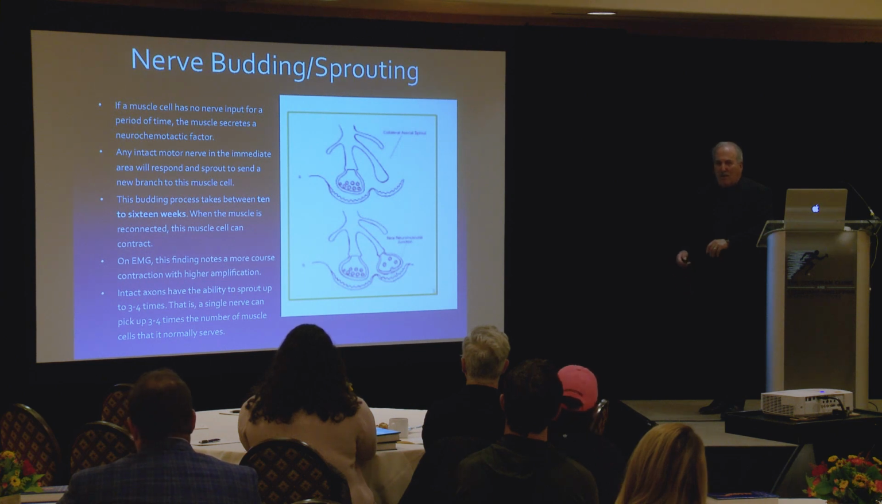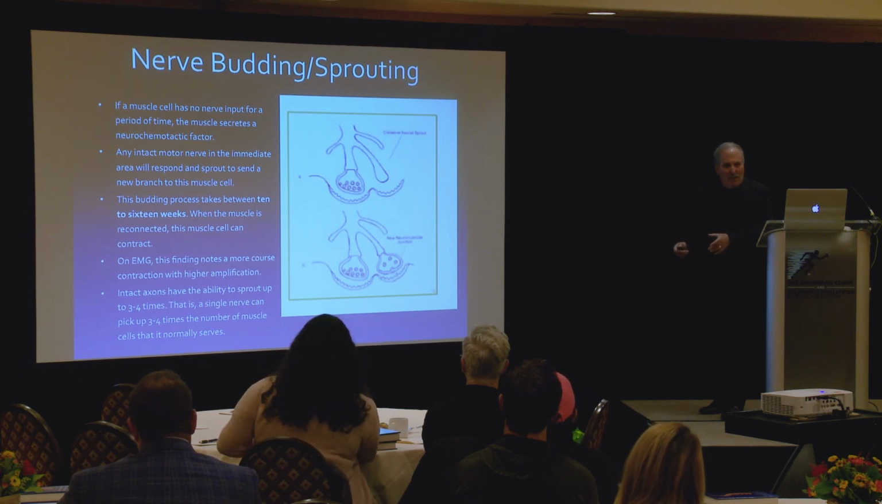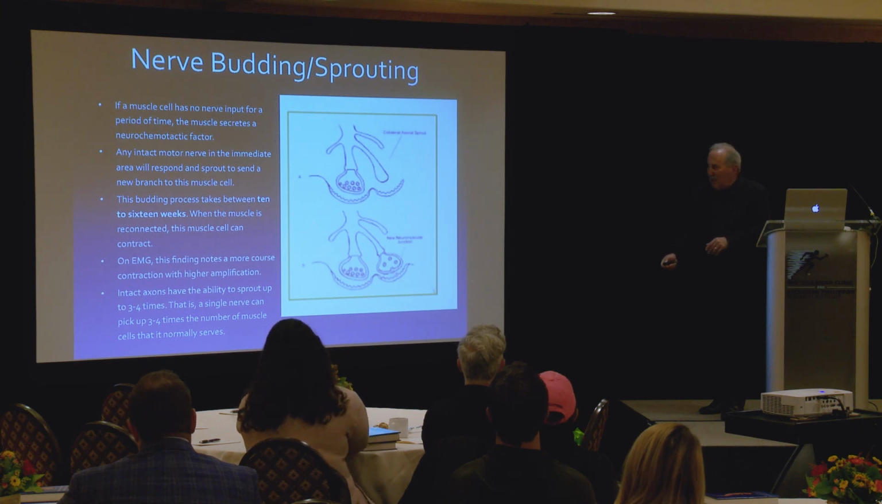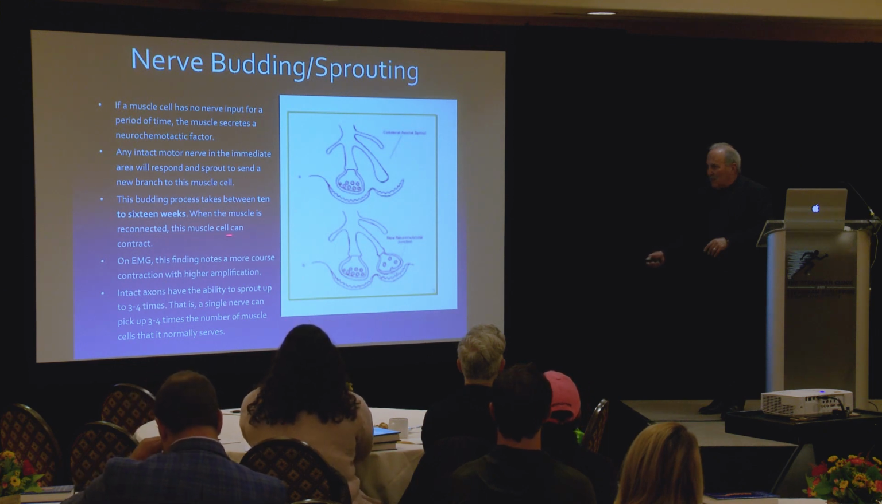So any muscle that de-innervates, that loses its nerve supply, will eventually put out a chemotactic factor, what I like to call a chemical cry for help. And any nerve cells that are around that cell, we don't know the exact distance, maybe it's 5 or 6 millimeters, maybe it's a centimeter, they will bud, and literally a new terminal will create a new connection to that muscle. So that nerve budding takes between 10 to 16 weeks. When the muscle is reconnected, this muscle cell can contract.